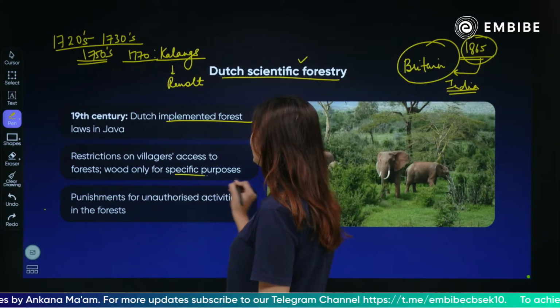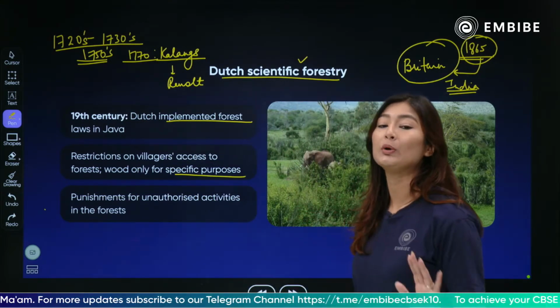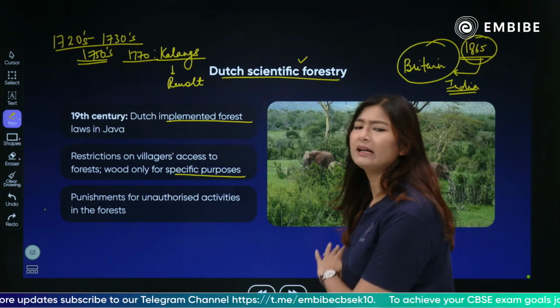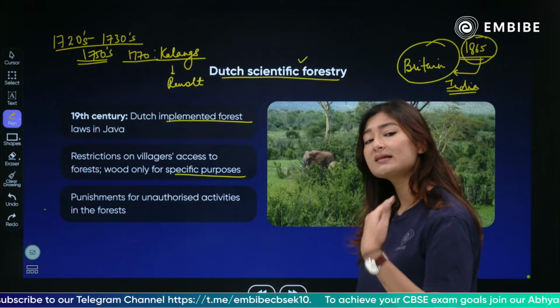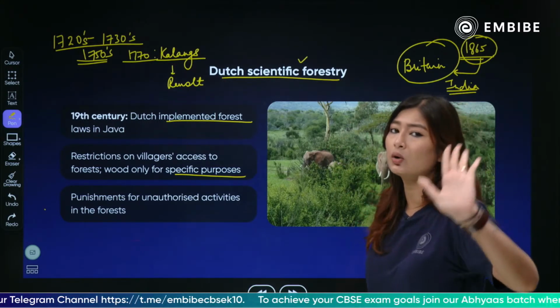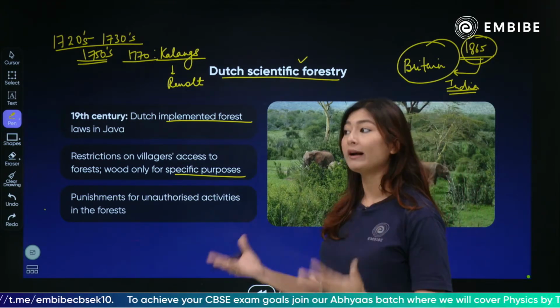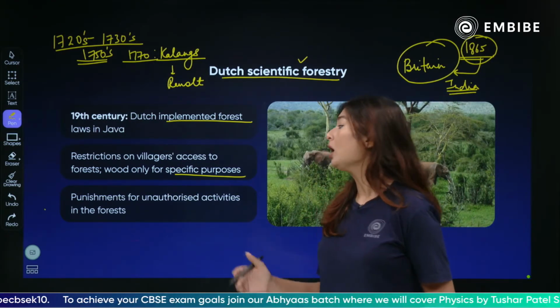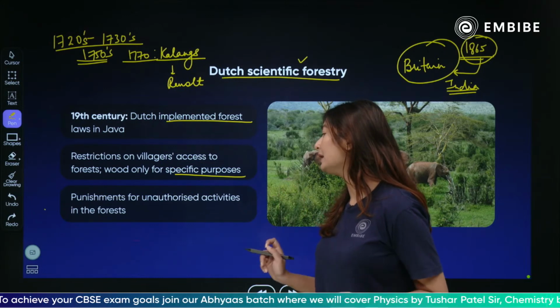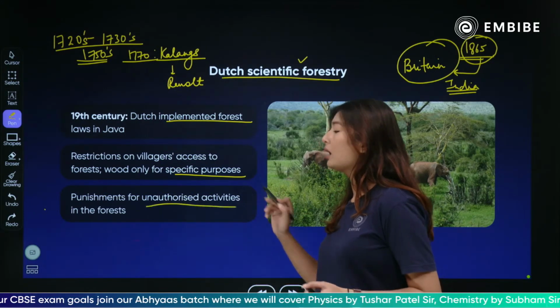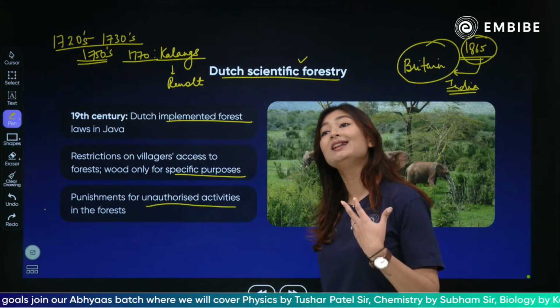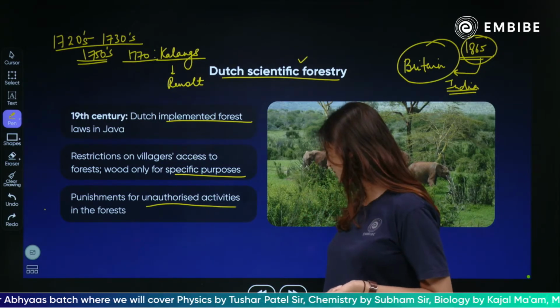Now restrictions were there, villagers नहीं जा सकते थे फॉरेस्ट में. Wood could only be taken for specific purposes. So you'll see it is exactly like how it was happening in India, and this is exactly how it was happening everywhere where colonizers were there. And of course, if somebody did dare to go and take the wood against the law, they were punished severely for these unauthorized, you can say illegal activities also they would consider this as.